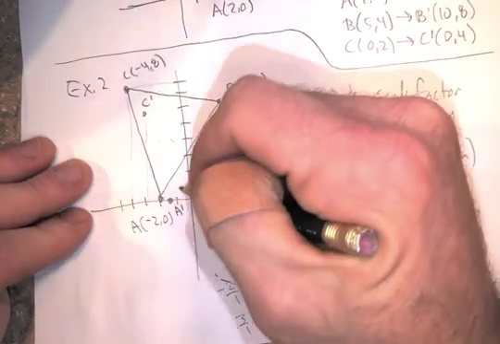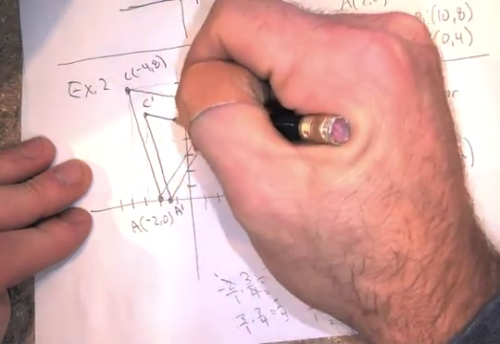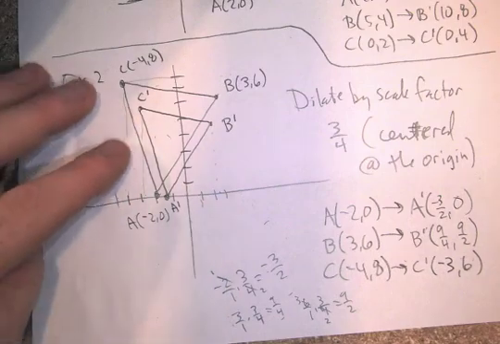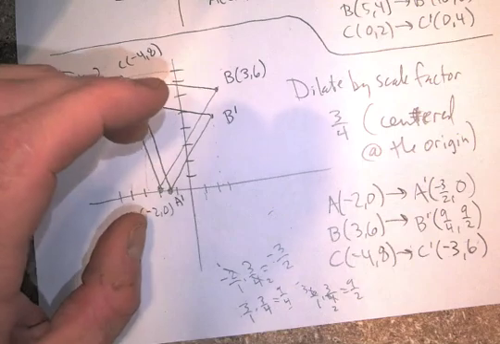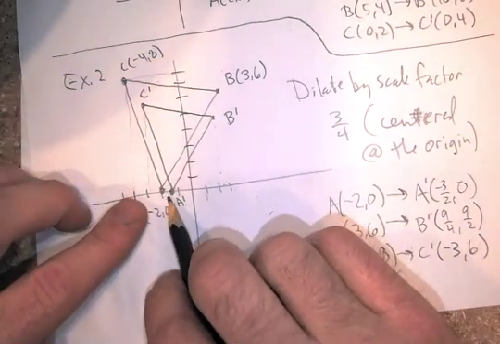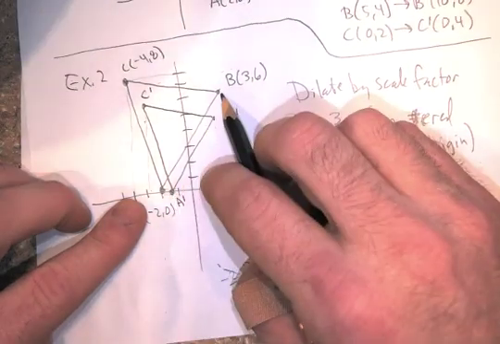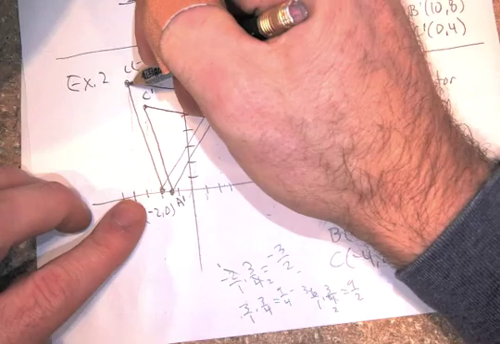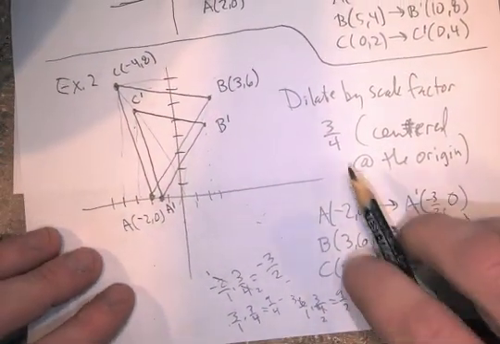Okay, you should see this one got smaller. Should be the exact same shape though. If your shape changes, it looks like a different shape or different angles, you did something wrong. It should look exactly the same angles, just that it shrunk down smaller. Again, centered at the origin means they're all coming back towards the origin. Notice how this point came back towards the origin. This point came back towards the origin if I drew a straight line, and this point here came back towards the origin. So we're actually shrinking towards the origin, scale factor 3/4.